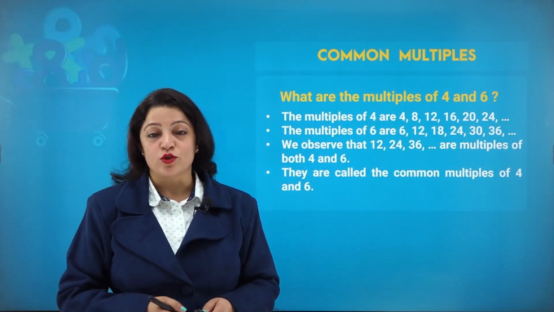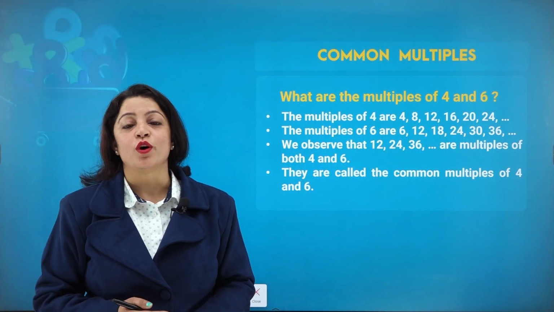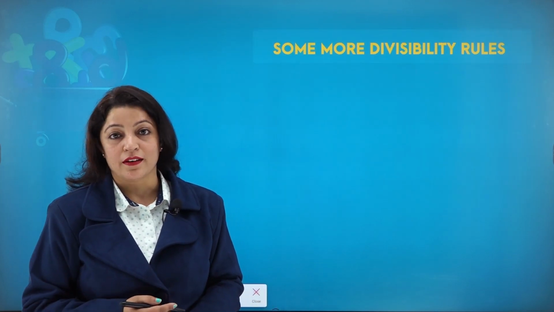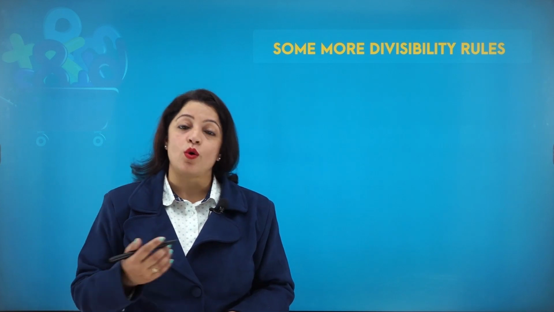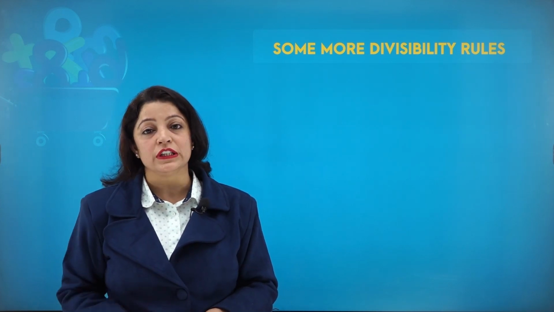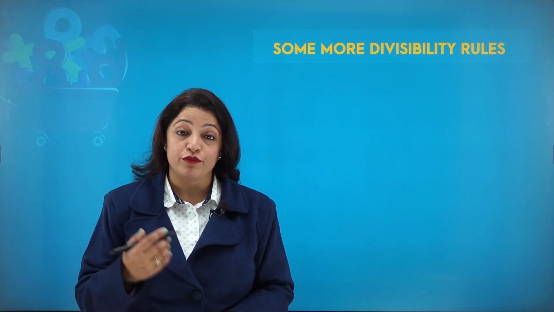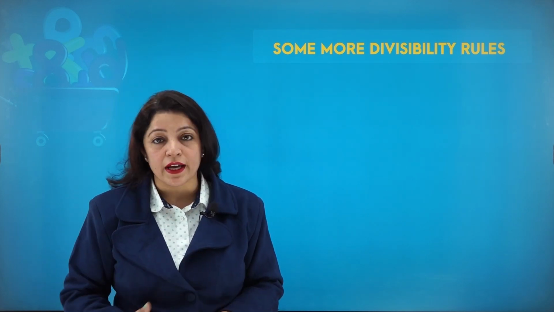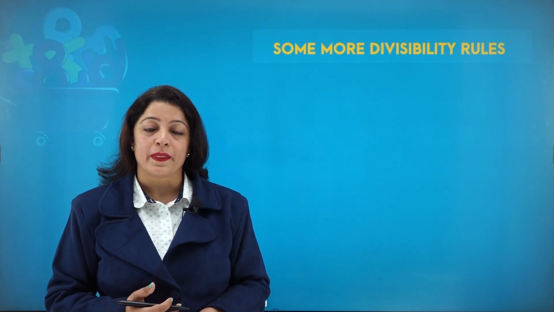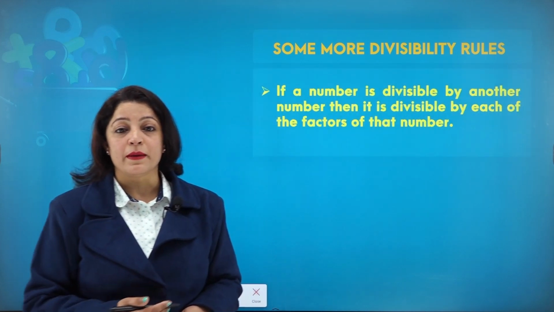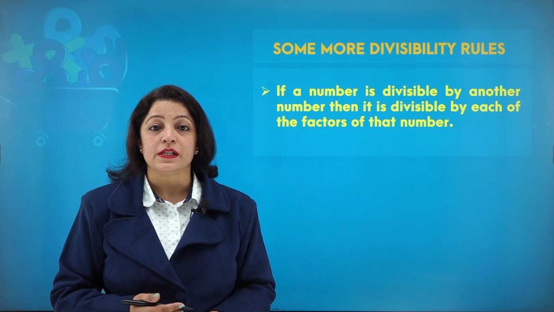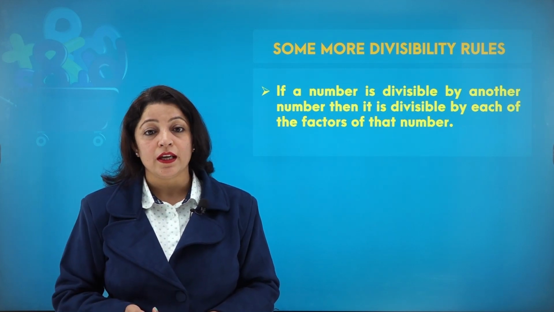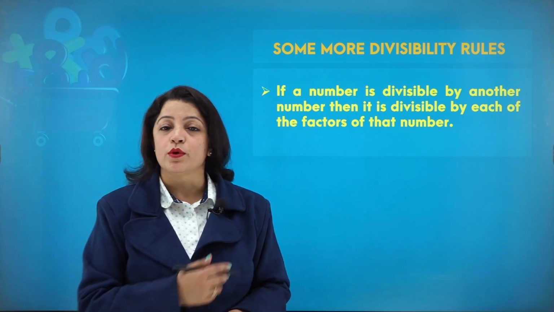Now, after doing the topic of common multiples, let us move on to the next topic. Here we have some more divisibility rules. There are certain rules other than the divisibility rules of 2, 3, 4 and so on. We have a few more rules, or we can say a few important points which we derive from the divisibility rules. The first rule is: if a number is divisible by another number, then it is divisible by each of the factors of that number also.